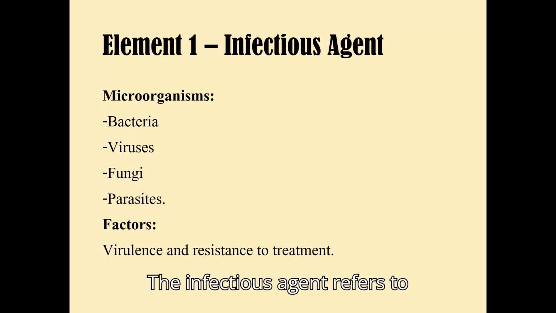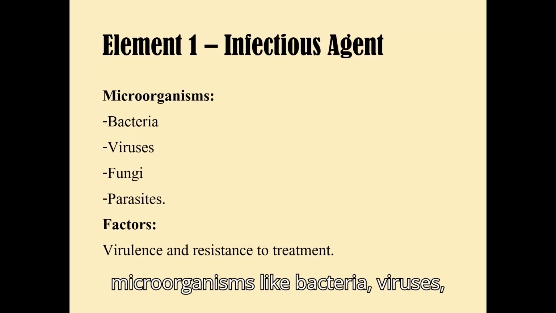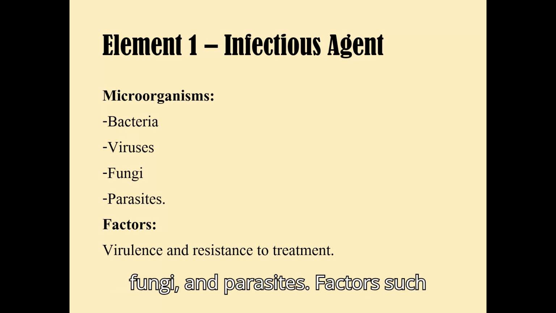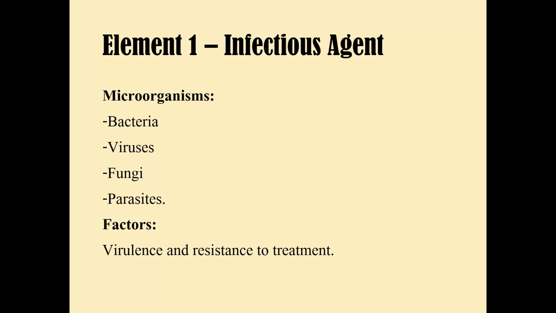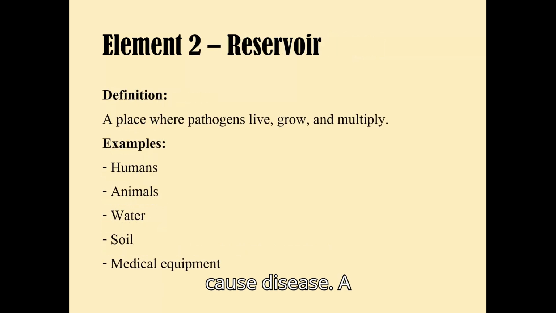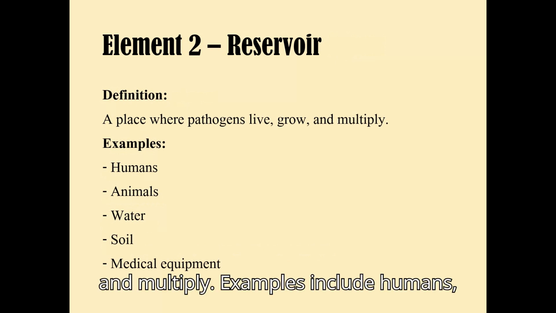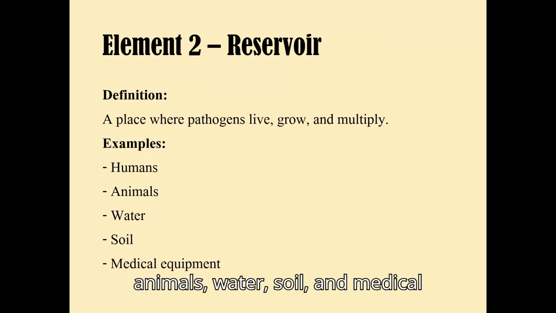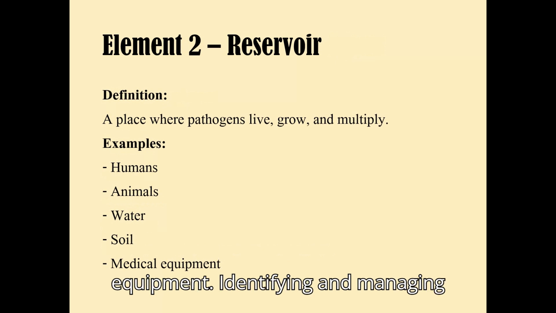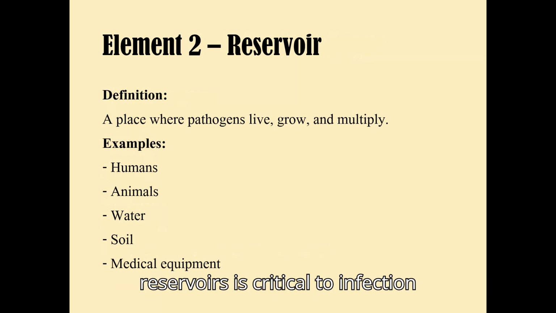The infectious agent refers to microorganisms like bacteria, viruses, fungi, and parasites. Factors such as virulence and resistance to treatment determine a microorganism's ability to cause disease. A reservoir is where pathogens live, grow, and multiply. Examples include humans, animals, water, soil, and medical equipment. Identifying and managing reservoirs is critical to infection prevention.